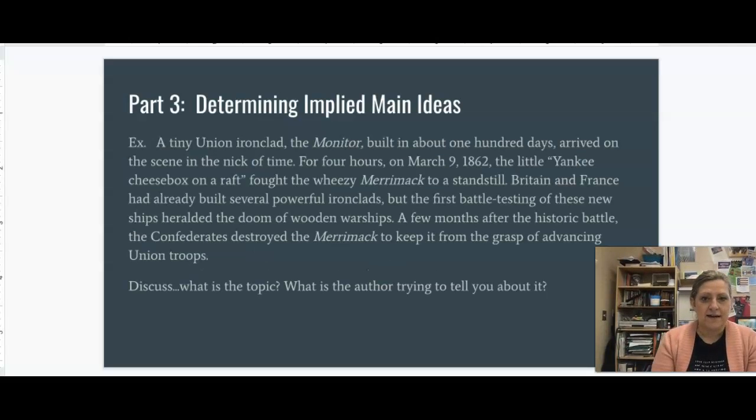So, with that being said: a tiny Union ironclad, the Monitor, built in about 100 days, arrived on the scene in the nick of time. For 4 hours on March 9th, 1862, the little Yankee cheese box on a raft fought the wheezy Merrimac to a standstill. Britain and France had already built several powerful ironclads, but the first battle testing of these new ships heralded the doom of wooden warships. A few months after the historic battle, the Confederates destroyed the Merrimac to keep it from the grasp of advancing Union troops. So, what is the topic?